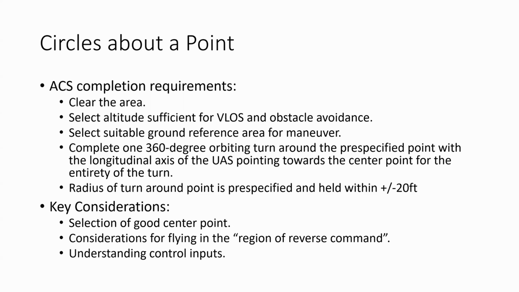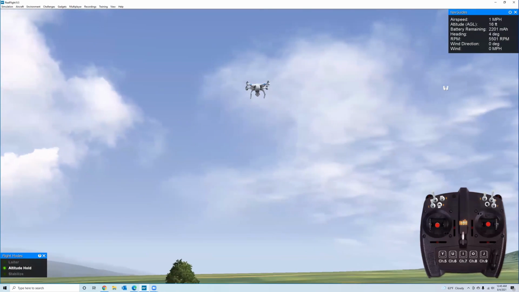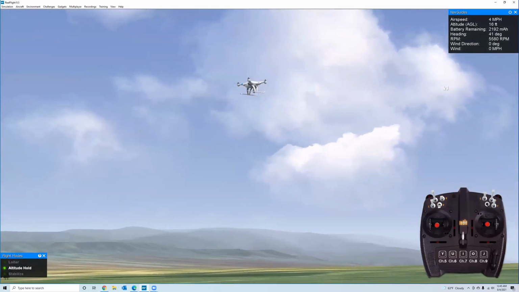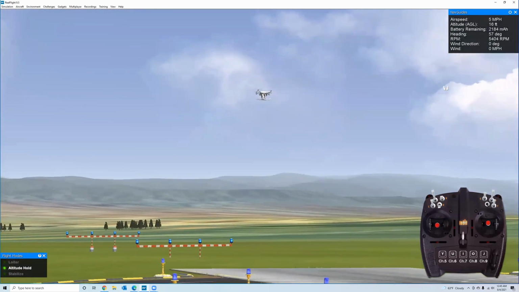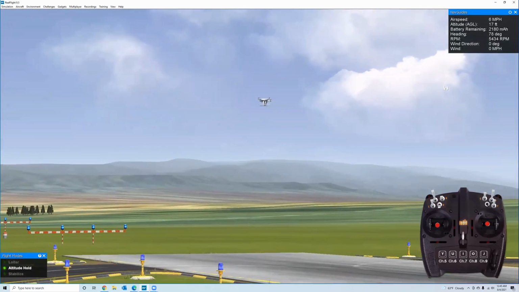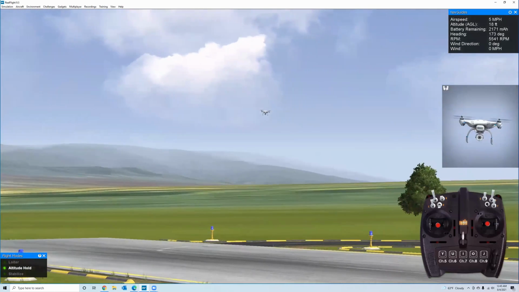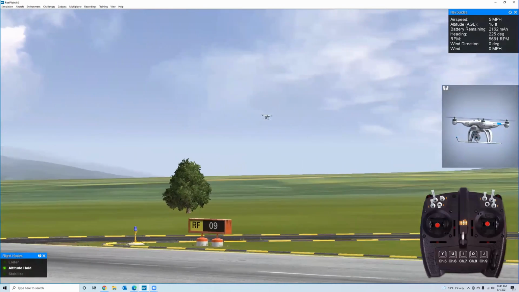Next maneuver we're going to talk about is circles around a point. In this simulation, we're going to circle essentially the intersection of the two runways. The easiest way to do this is to first yaw the aircraft, pointing towards the center of the point you'd like to circle around, then adding a roll input by slowly moving the right stick to the left or right direction. As the aircraft translates across the sky, you can input the left stick in the opposite direction, either left or right, to continue to move the nose of the UAS towards the center of the circle.